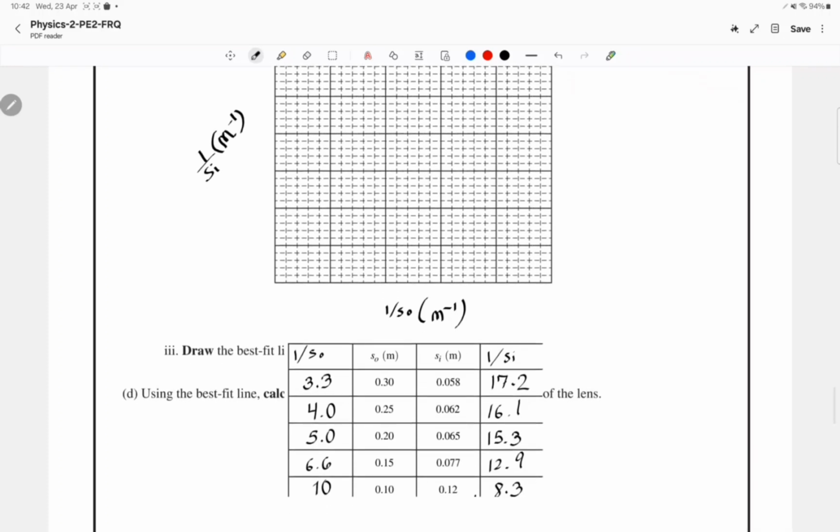Now, if you look at the 1 over SO, it's ranging from 3.3 all the way to a 10, correct? So now, if I make this into a 2, a 4, a 6, an 8, and a 10, then I should be fine. Okay?